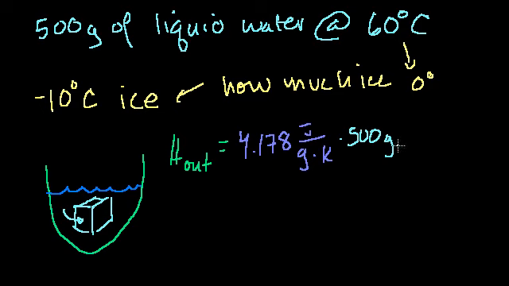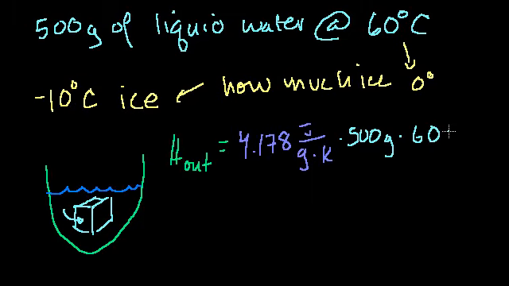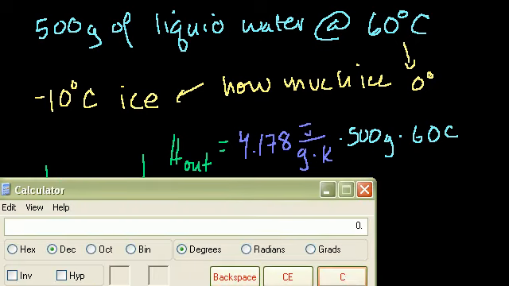The change in temperature is 60 degrees. There's a little button on the side of my pen. When I press it by accident, sometimes it does that weird thing. So let's see what this is. This is 4.178 times 500 times a change of 60 degrees. I could write it as a change of 60 degrees Kelvin or a change of 60 degrees Celsius. It doesn't matter. The actual difference is the same whether we're doing it in Kelvin or Celsius.